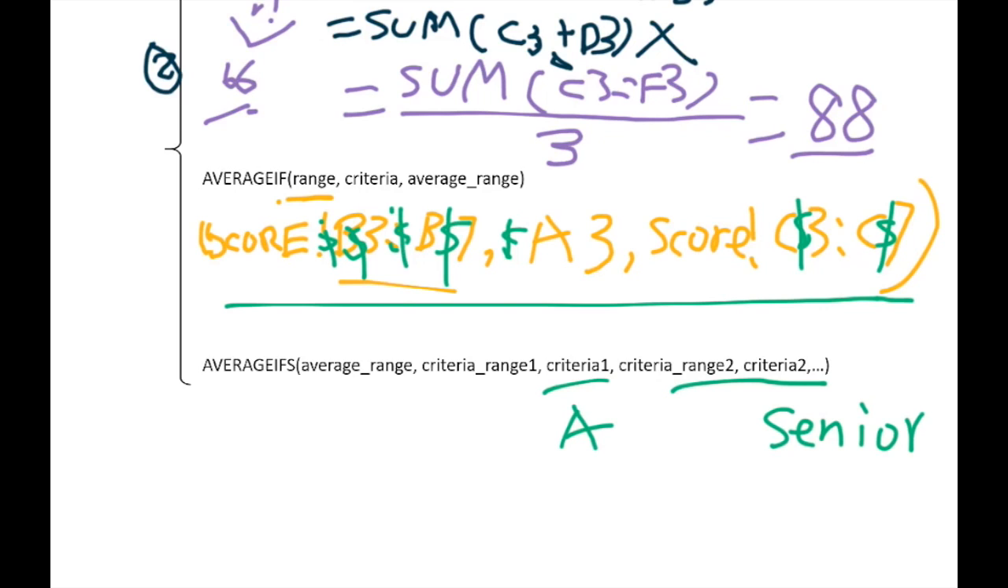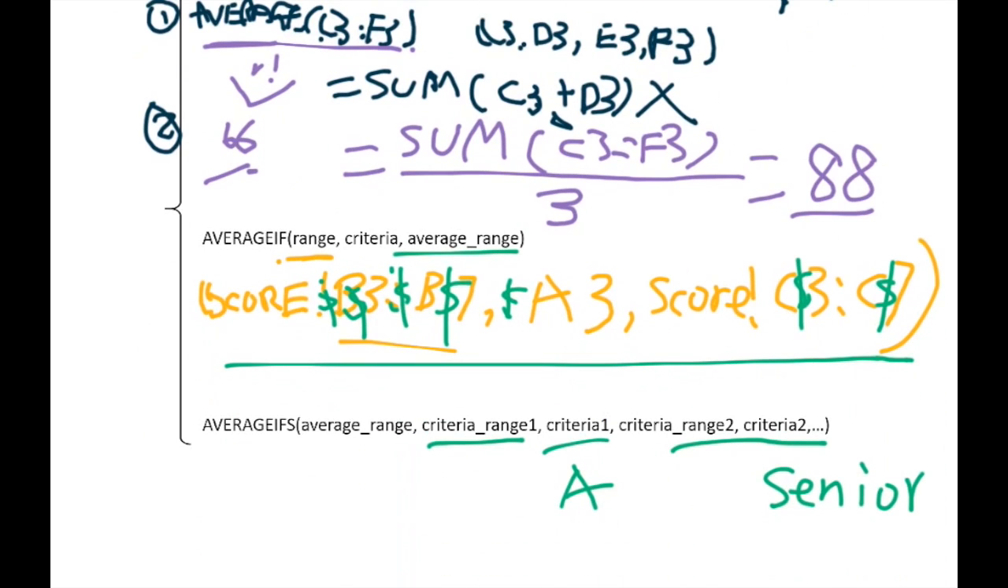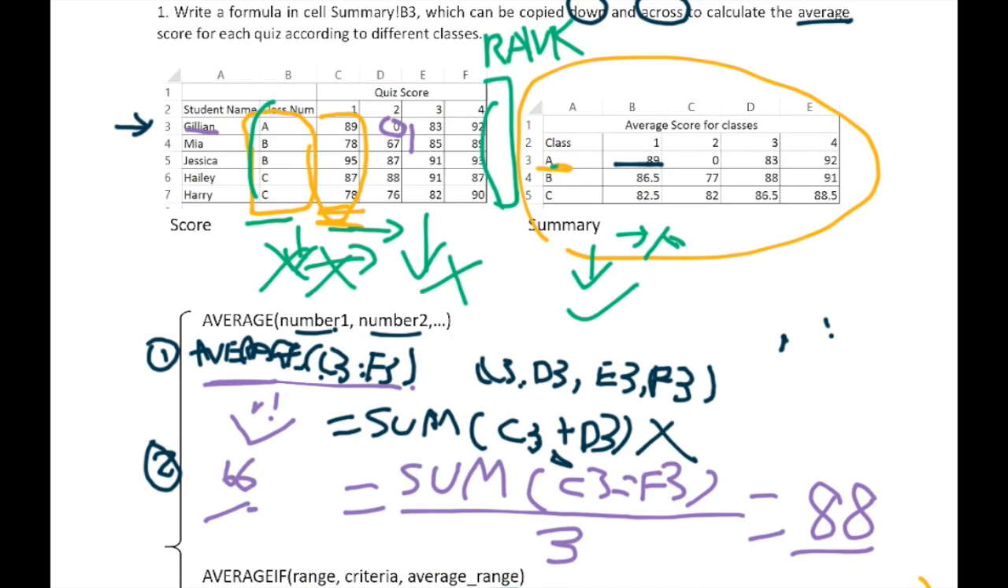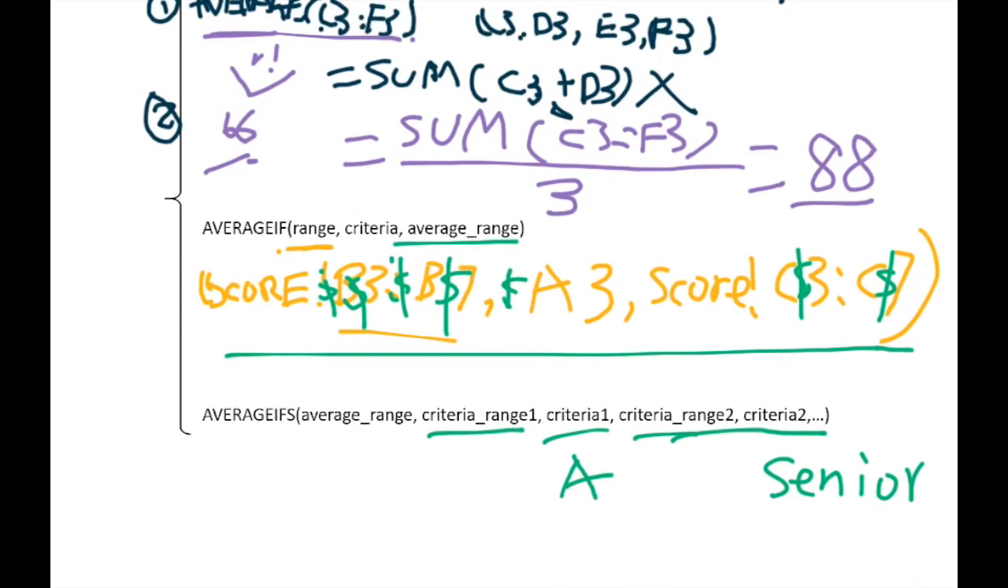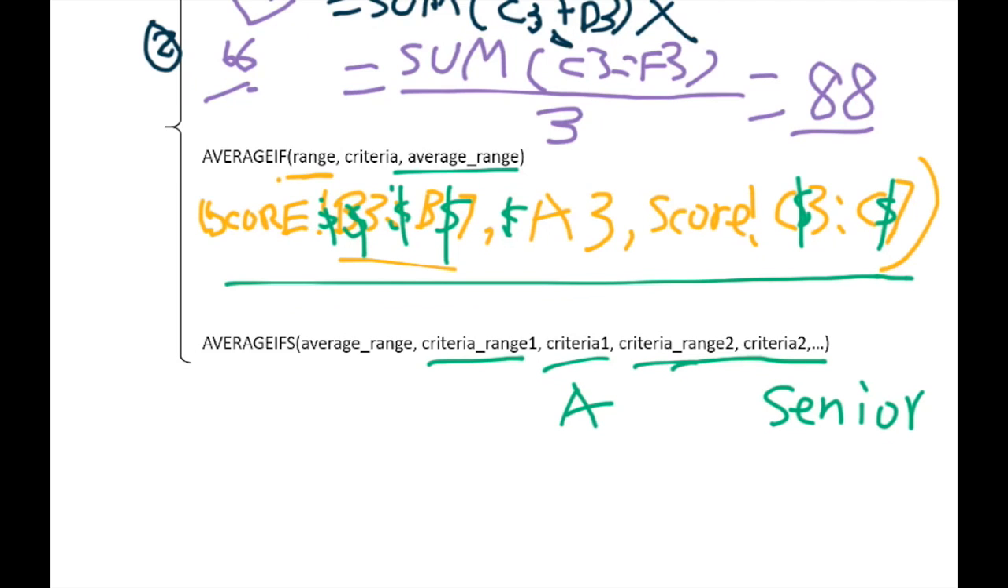So the average range would be the same as the average range here, and criteria range 1 would still be the same as here. But then criteria range 2 would be here, the new column I added, which is rank. Then it will work out the average of students who meet the two criteria, which is in class A and also senior. That's it for these three, and the answer is here. I hope this is helpful for you.